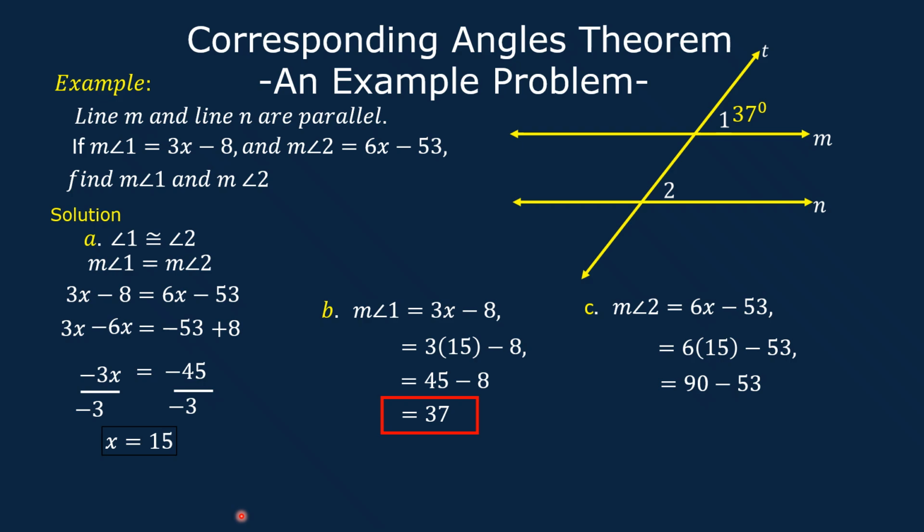This is now equal to 90 minus 53. And 90 minus 53 is equal to 37. So the measure of angle 2 is equal to 37. Therefore, angle 2 is equal to 37 degrees. We can see that angle 1 is really congruent to angle 2 because their measures are equal.